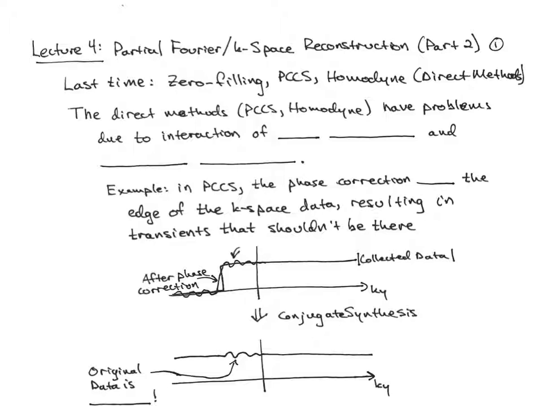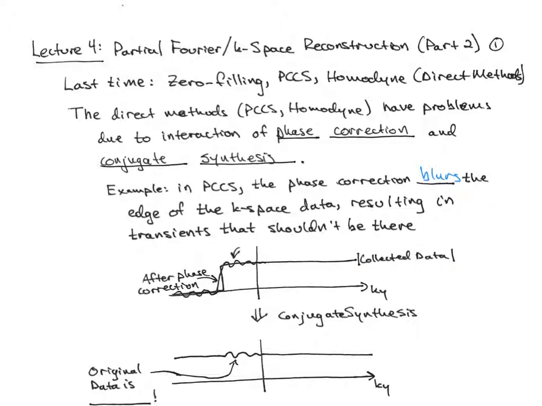The direct methods, PCCS and homodyne, have problems due to the interaction of the phase correction step with the conjugate synthesis step, that is the synthesis of the missing K-space data. So, for example, in phase-corrected conjugate synthesis, the phase correction blurs the edge of the K-space data, resulting in transients that shouldn't be there. What I'm illustrating here is the support, the hard edge here represents the support of the collected data, where we have collected data versus not.